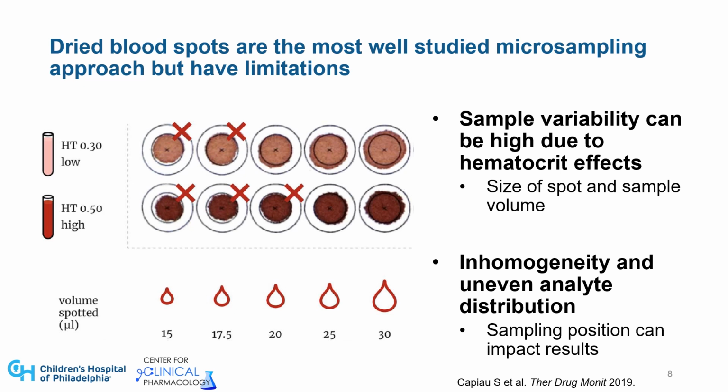Similarly, inhomogeneity within the sample and uneven analyte distribution can impact the results depending on where the punch is made within the dried blood spot. And so, although these have been well studied and validated for many drugs, and there are techniques available to overcome some of these limitations, these can be challenging samples to deal with.